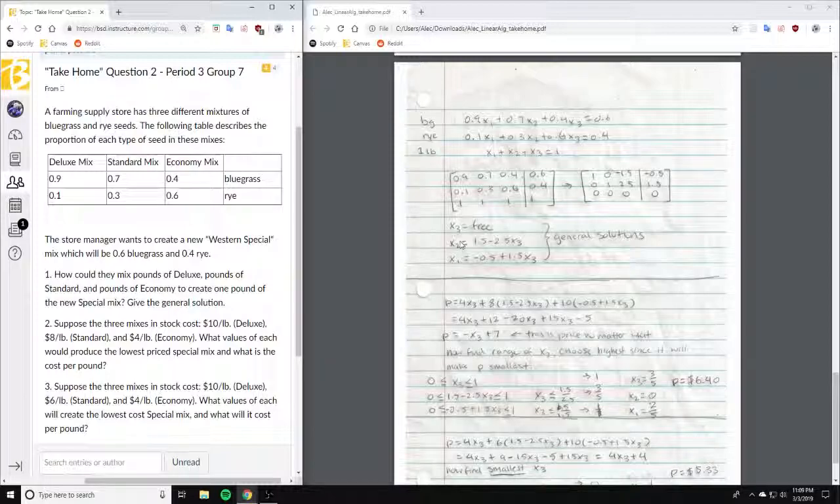and we have to say x3 is free, since what we can see is that in later questions they are asking us for the lowest price, which means that since x3 is the lowest priced one, which is at 4 dollars per pound, since it is economy, we want to be able to change that, and we want to make that as small as possible.